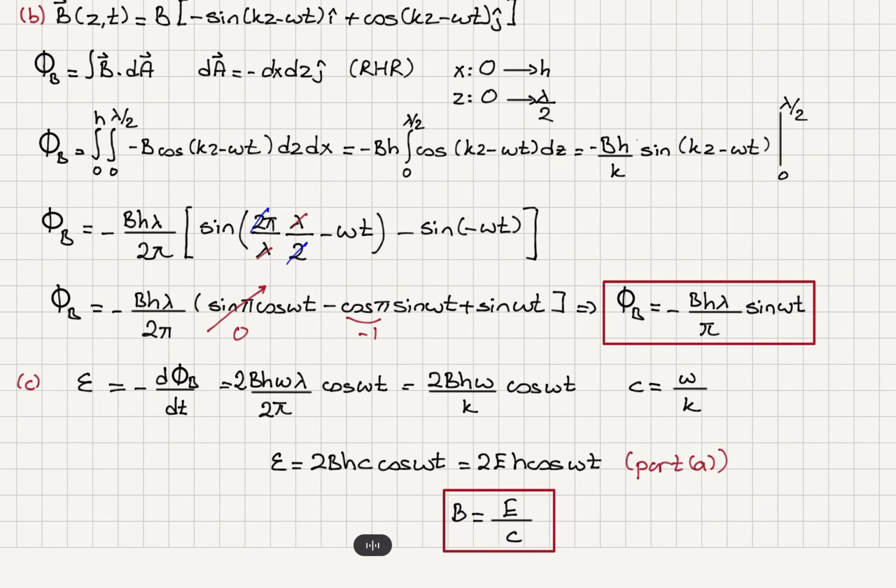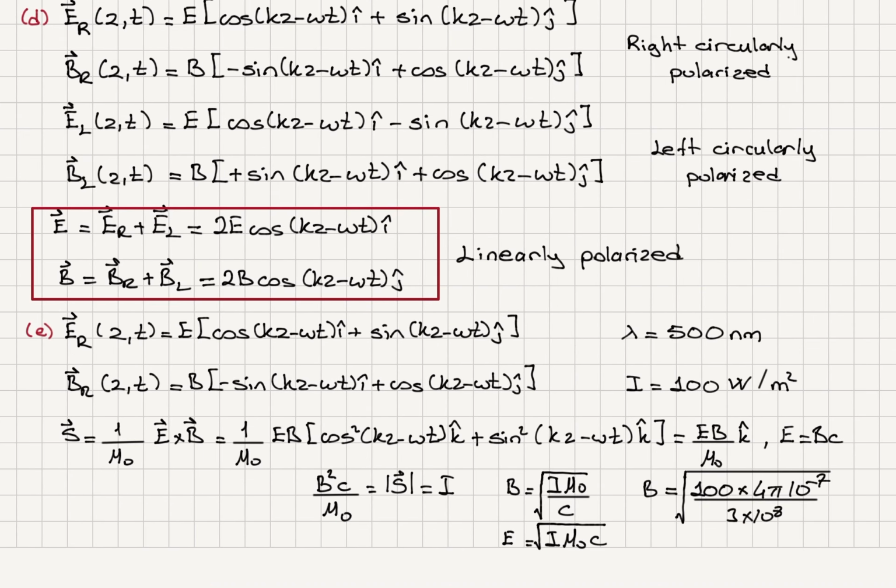Okay, so we have used Faraday's law to calculate epsilon, and we compared to the answer for part A to get the B E relationship: B is equal to E over C. We can write a right circularly polarized and left circularly polarized wave by changing the sign in front of the sine function. That's what I have done. By adding the right and left circularly polarized waves, we obtain a linearly polarized wave as suggested.